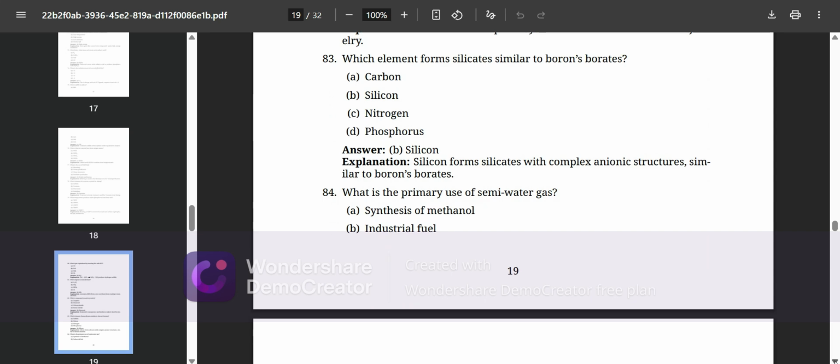Which element forms silicates similar to boron borates? Silicon forms silicates with complex anionic structures similar to boron borates.